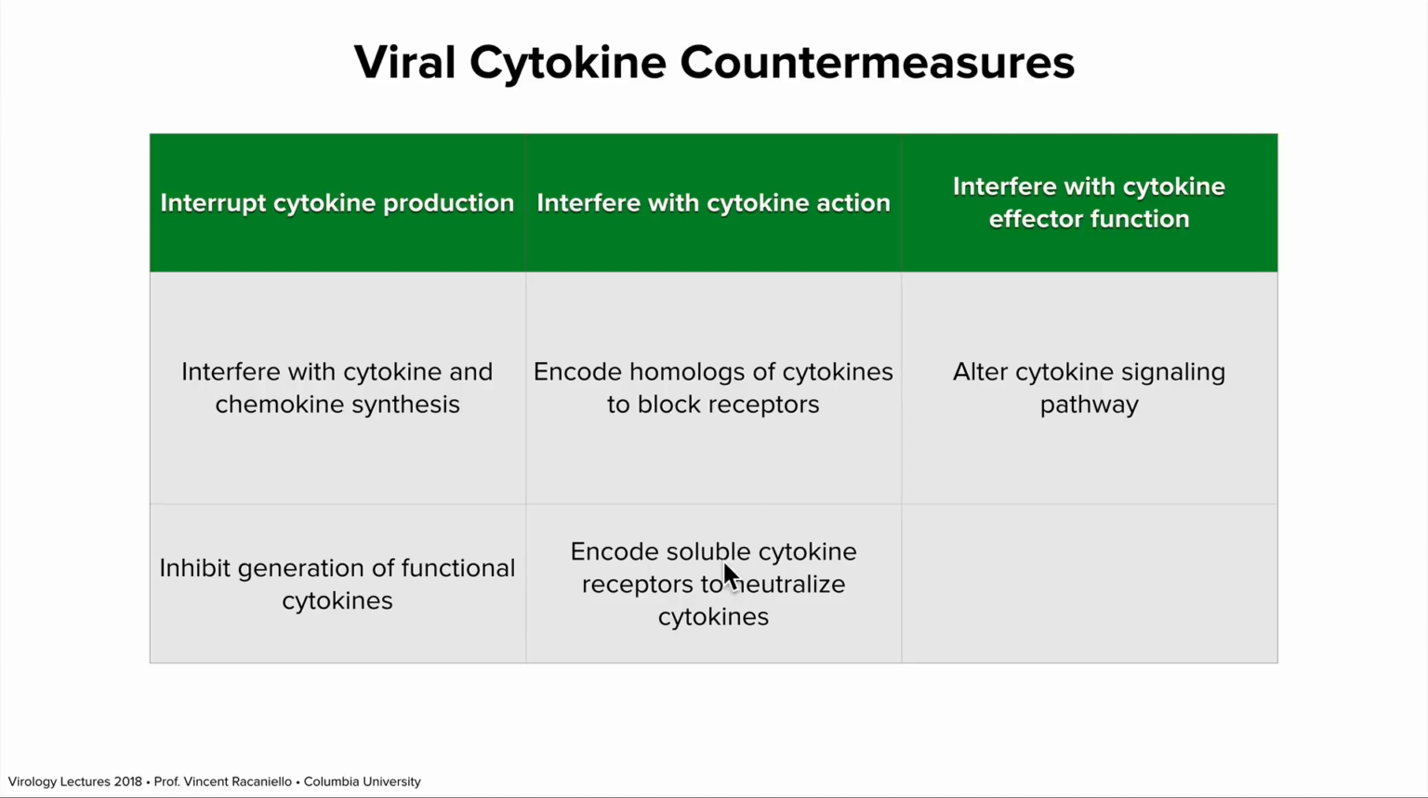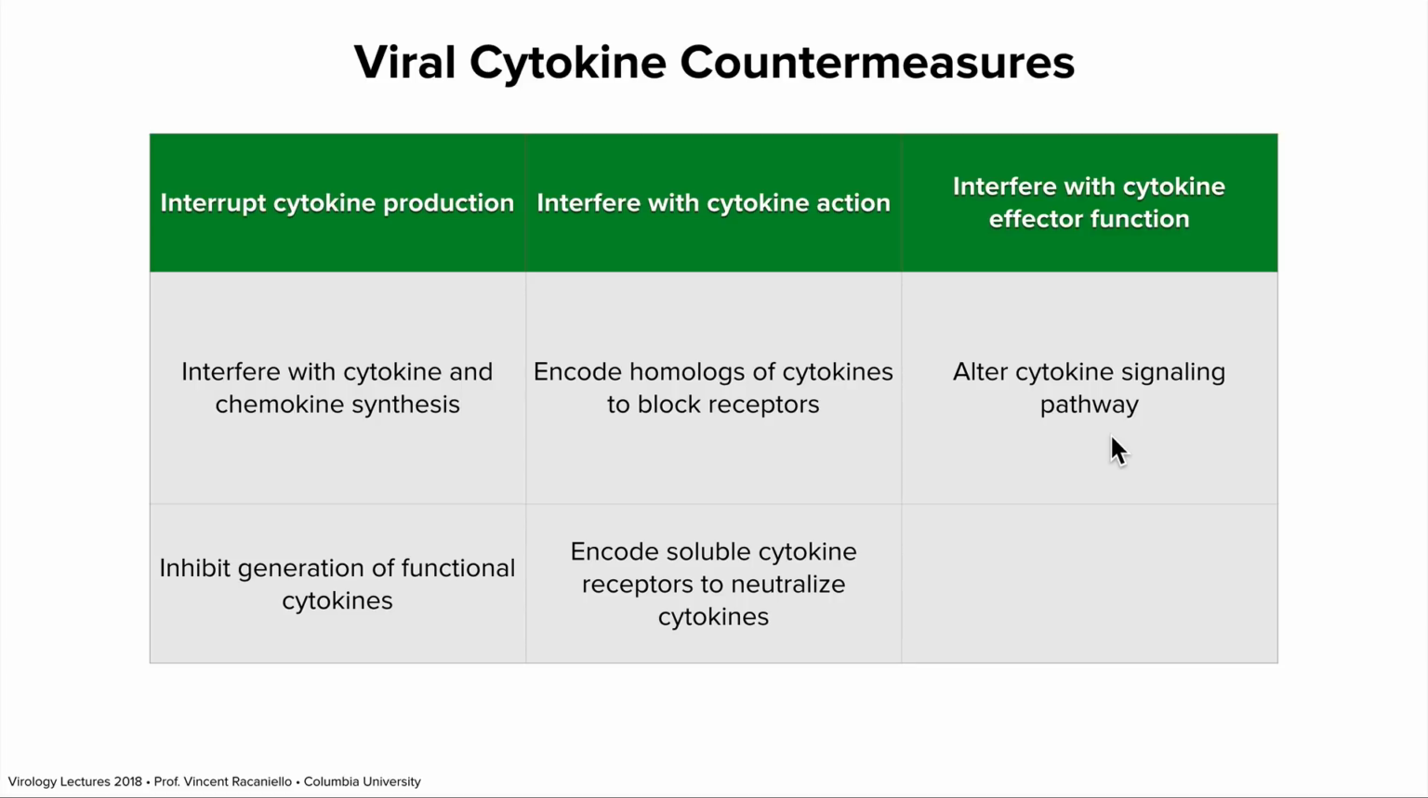They can also encode soluble cytokine receptors. So these will bind soluble cytokines and neutralize them. It will prevent them from binding their membrane-bound receptors. And some viruses also encode proteins that alter the signaling pathway. Remember, the cytokine binds a receptor and it initiates a signaling pathway. Virus proteins can interfere with that signaling to block all the effects of cytokines, which are antiviral.